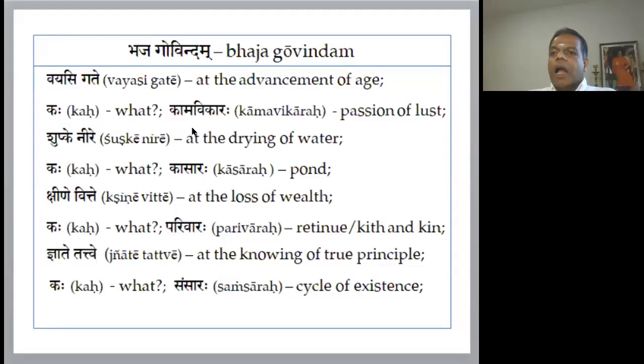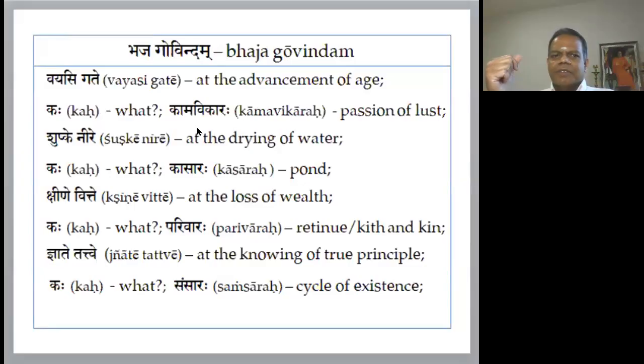Question. Kama vikaraha. I've given the word passion of lust here, but let's look at the words. Kama is desire or lust. Vikaraha means that which has deformed itself, a deformation of lust. One meaning. Or it can also mean when something is very intense. Vikaraha also can mean disease. So you can say the disease of lust also, or passion of lust. What it basically means is when one person becomes old, what passion of lust are you talking about? When you're young, people may be having passion of lust, but with the same person when old, that will not be there. Where is it? It's gone.